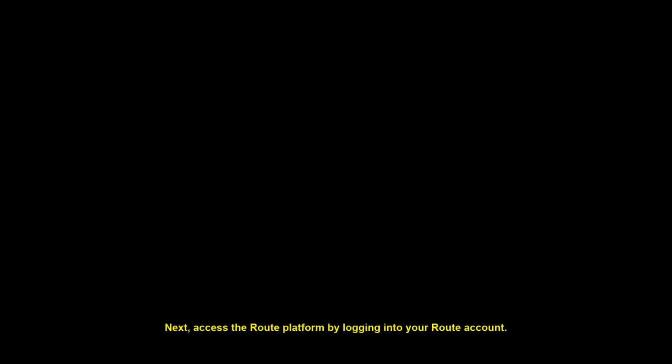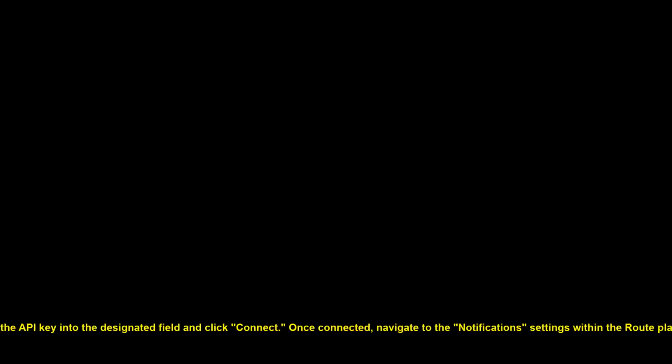Next, access the Route platform by logging into your Route account. After logging in, find the Integrations section on the left-hand menu. In the Integrations section, look for ShipEngine and select it. Here, you will need to enter the API key you generated from ShipEngine. Paste the API key into the designated field and click Connect.